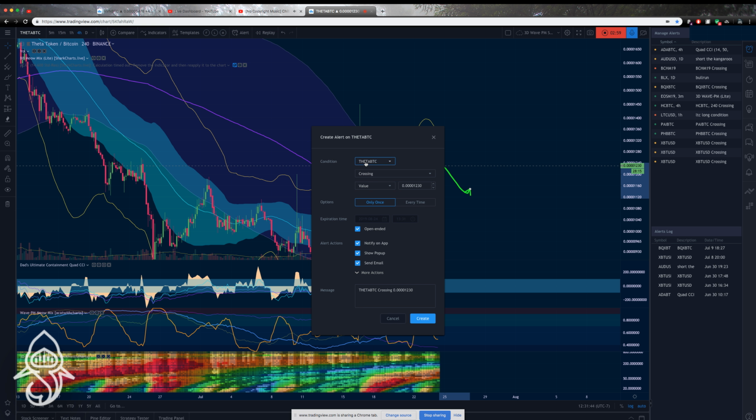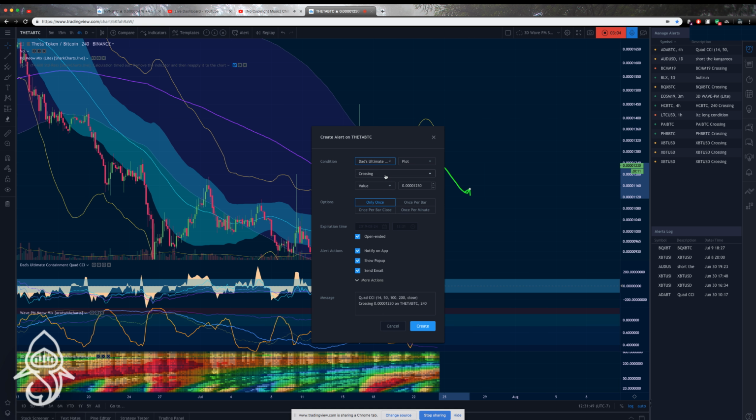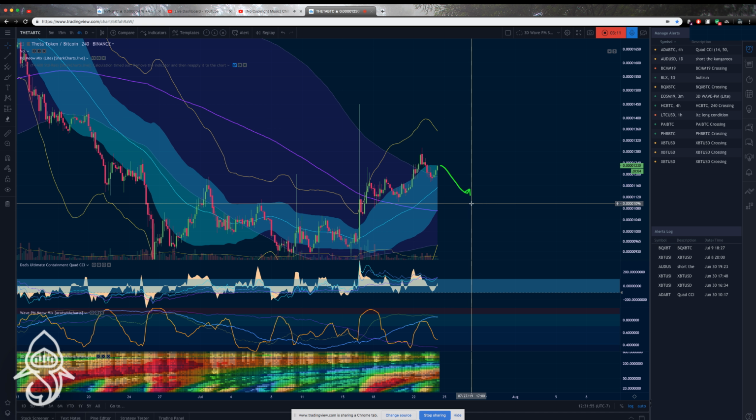Okay, we're gonna look at, not Bollinger Band Mix. We want Quad CCI. We want plot crossing up value negative 100. Cool. Create. Let's keep going.